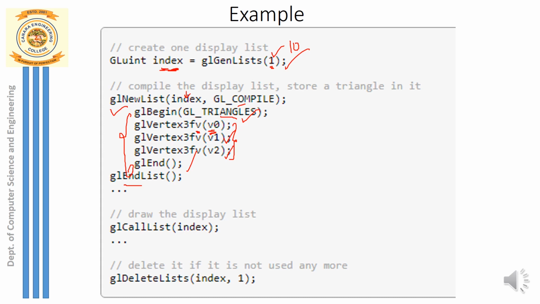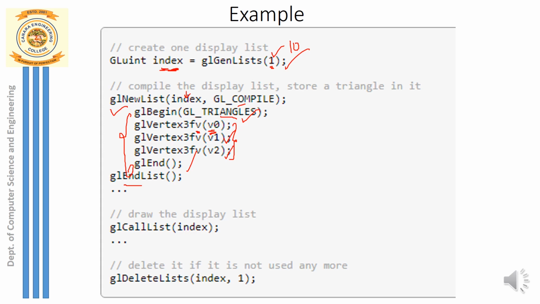Suppose you want to create multiple display lists, you can specify a higher range and continue here. After glEndList, again you can create a new display list with glNewList, and again you have to pass the ID there, comma GL_COMPILE. How are you going to pass the ID there? You can write index plus 1 or index plus 2, something like that. Index acts as a base there, so base plus 1, base plus 2, that way you can add the integer value to the index, and that is how you can create the next new display list. So you can go on creating the display lists.